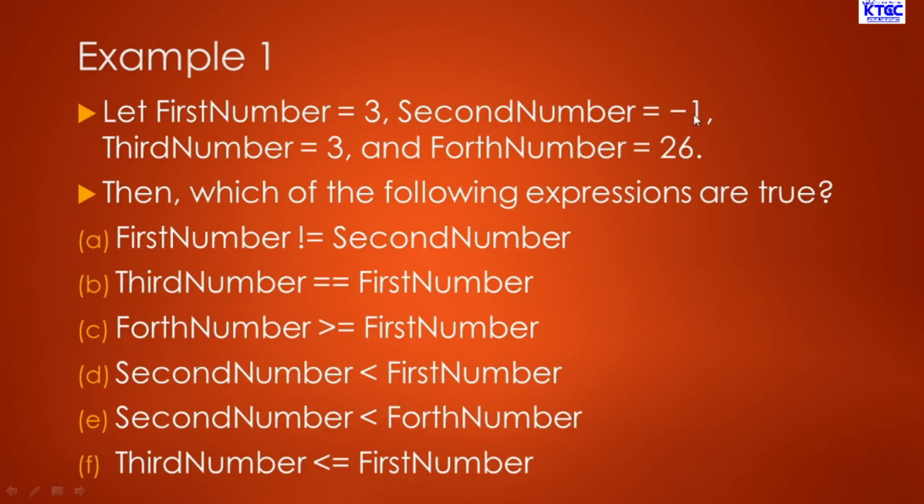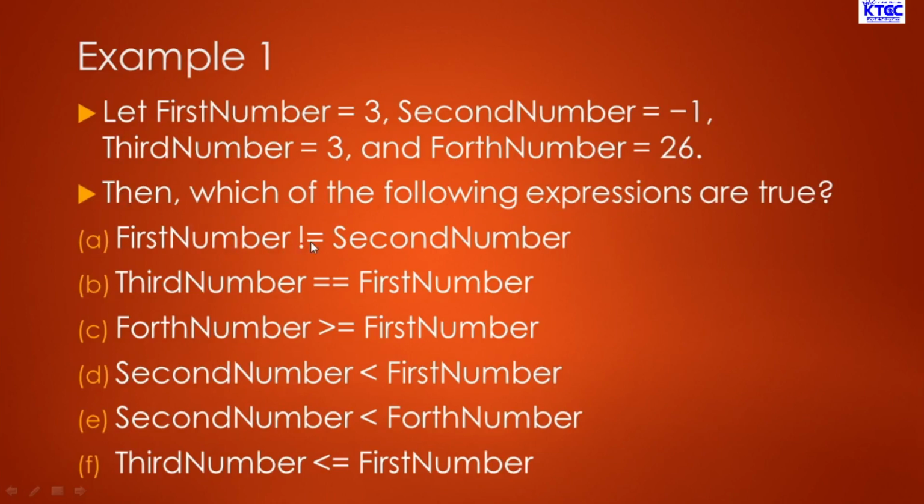Second number equal to -1. We are assigning -1 to the second number variable. Third number equal to 3. We are assigning 3 to the variable third number. And the fourth number is equal to 26. We are assigning 26 to the variable fourth number. So basically now, let's decide: which of the following expressions are true?